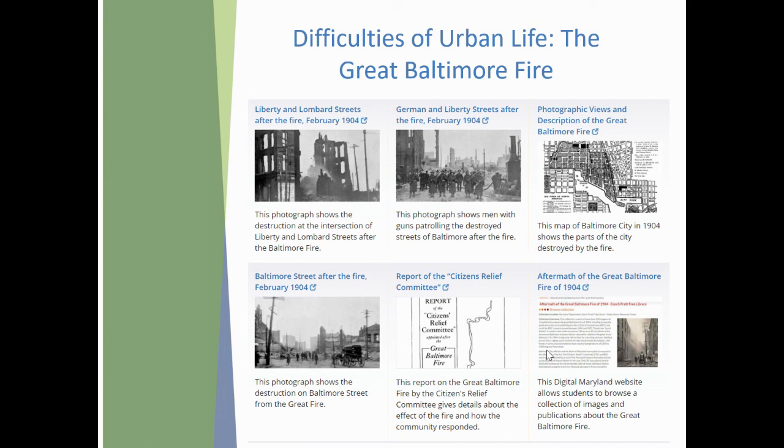With a local history topic, balance historical context between national and local. What did growing urbanization look like across the country? And what unique conditions in Baltimore led to the fire?